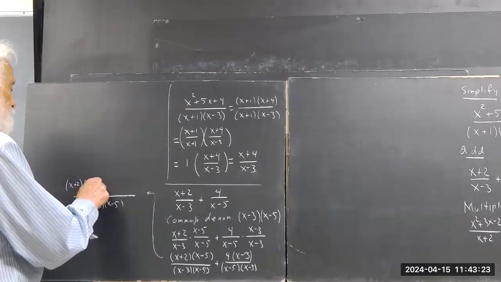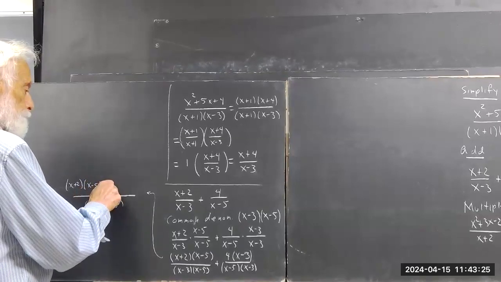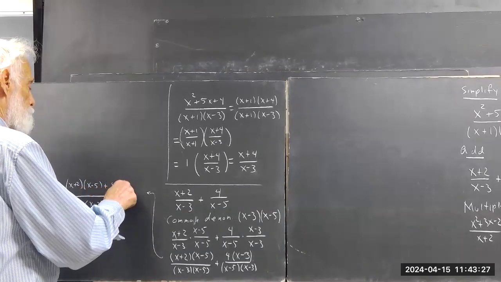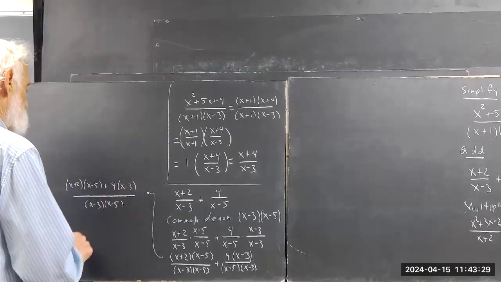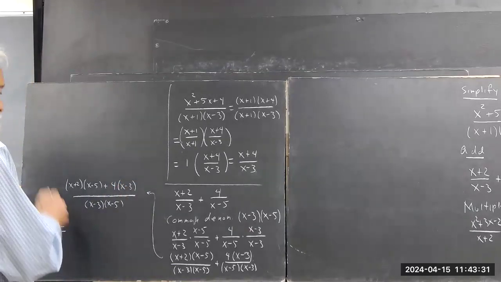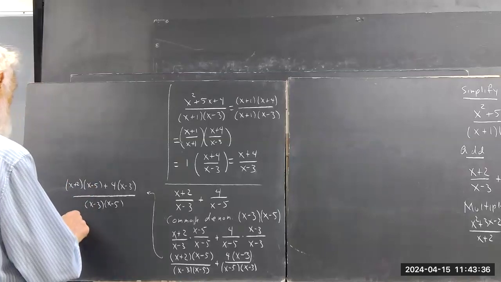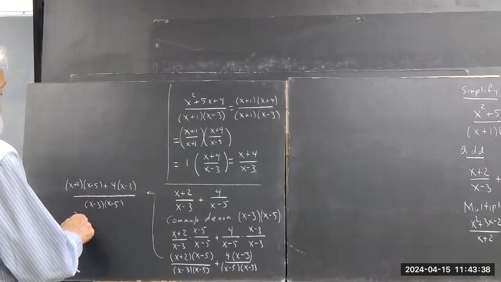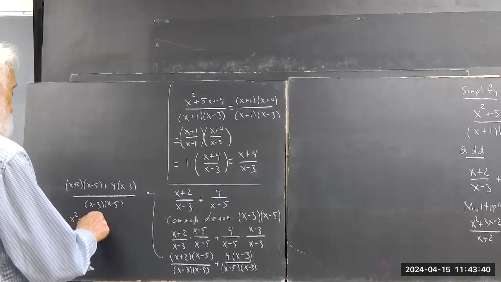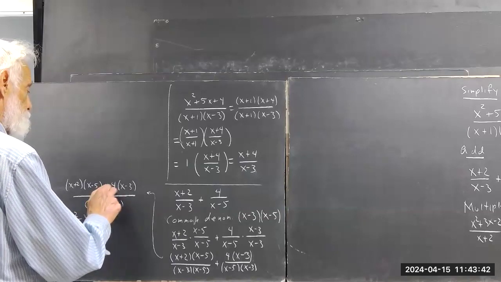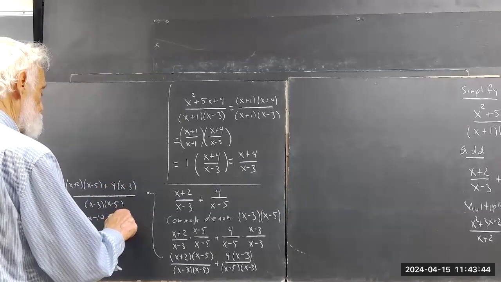x plus 2 times x minus 5 plus 4 times x minus 3. Well, then we multiply this out using the distributive law. We get x squared minus 3x minus 10. And the distributive law here just gives us 4x minus 12.